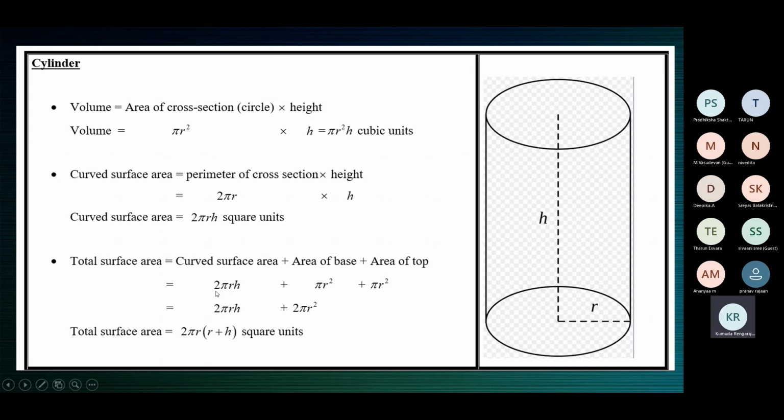So the formula goes like this. The total surface area is equal to curved surface area plus the area of the base plus the area of the top. So 2 pi r h plus pi r square, because the area of a circle is pi r square, plus pi r square. So 2 pi r h plus 2 pi r square. On taking 2 pi r common, we get 2 pi r into (r plus h) square units, which is the expression to find the total surface area of a right circular cylinder.